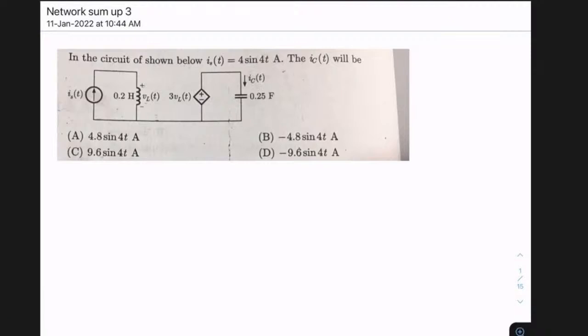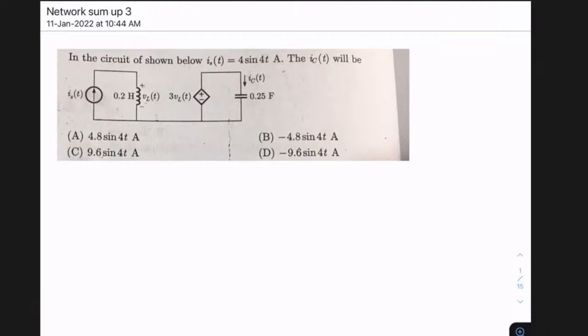Okay, in continuation of the series, in the last class we completed the network theorems and I touched on some part of inductors and capacitors. So today some more segments of this L and C were left out, so let's discuss them. And then we'll be switching to the most important topic of GATE, that is transient network analysis.